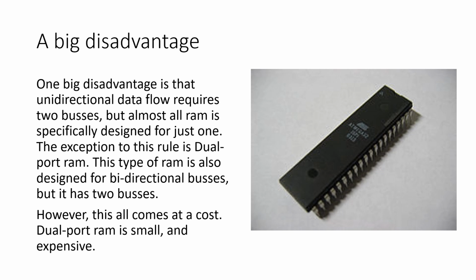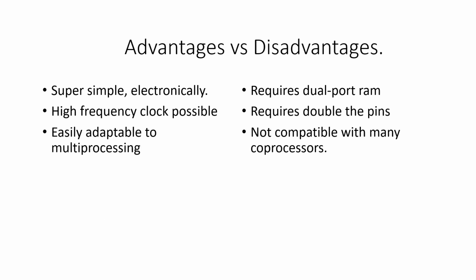Instead, you'd have to use dual port RAM, which has two bidirectional buses, which we can use as two unidirectional buses. Unfortunately, dual port RAM is small and expensive, two properties which are not ideal. This leaves us with a couple of pros and cons. While it is simpler, possibly faster, and has multi-processing capabilities, it also requires dual-port RAM, almost double the pins, and is not compatible with most coprocessors.